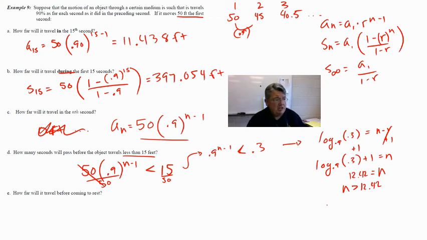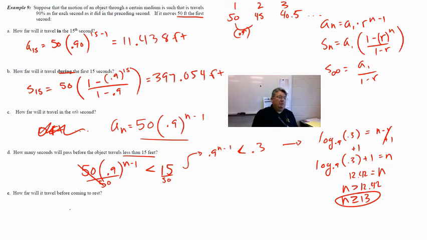And now, since I'm thinking of this as a sequence, I can't have a decimal second. So at 12 seconds, it's still traveling more than 15 feet. So n has to be greater than or equal to 13 before it's going to travel less than 15 feet. Cool, that's an interesting question.